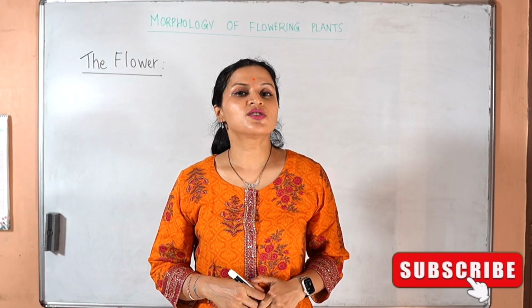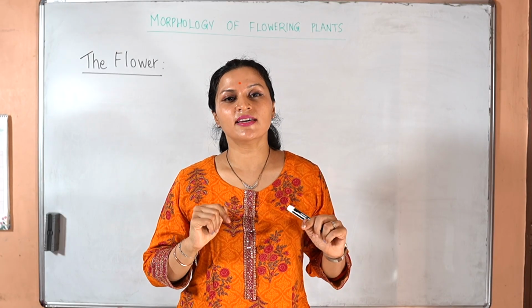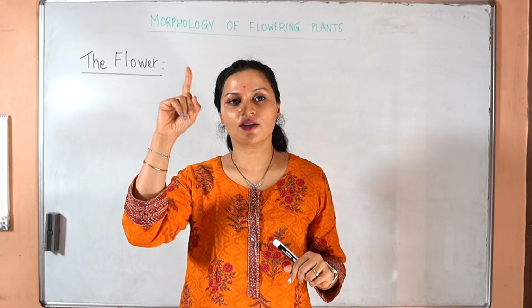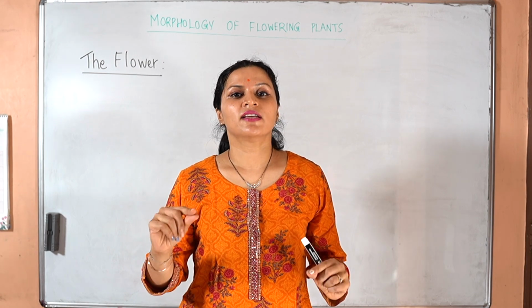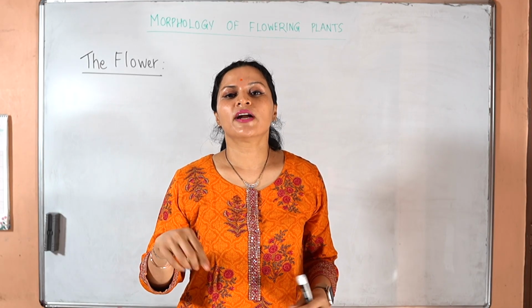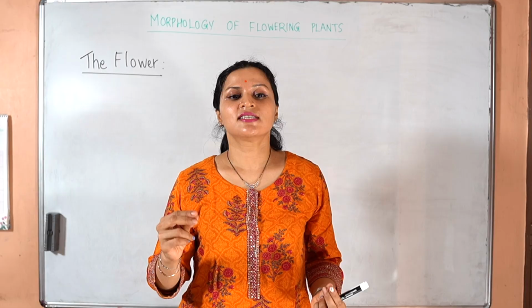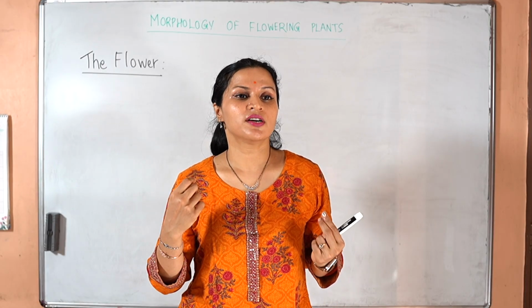It is produced from the shoot apical meristem at the terminal bud or at the axillary bud. That is, it can be in the terminal position or it can be in the axillary position. It is produced by the shoot apical meristem. When the shoot apical meristem is supposed to get transformed into a flower, it gets converted into a floral meristem, and as such a flower is born.